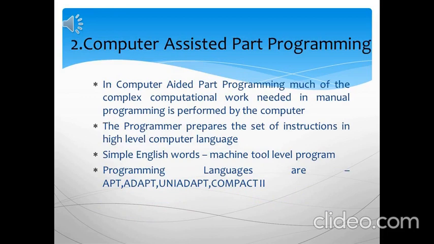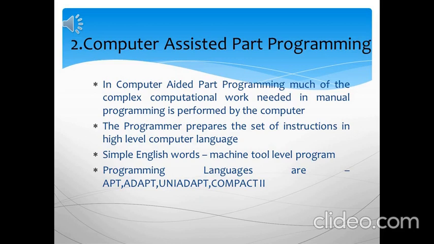Second type, computer assisted part programming. In computer assisted part programming, much of the complex computational work needed in manual programming is performed by the computer processor. The programmer prepares the set of instructions in a high-level computer language. The high-level computer language uses simple English words which can be converted to a machine tool level program with the help of processors. Most of the programming language systems have been developed to perform computational work for the tool movements accurately, and the part programming becomes less time consuming and accurate.